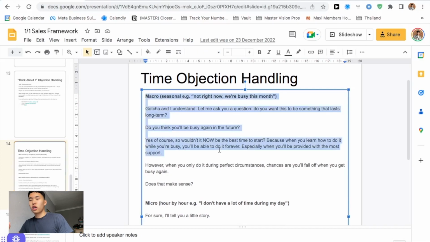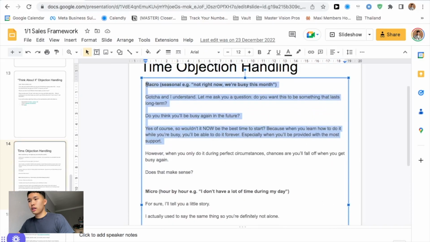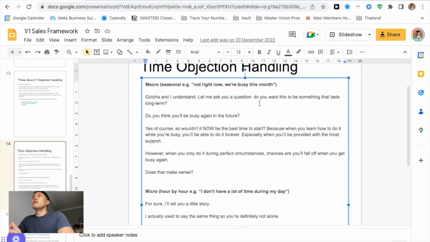You're going to get a couple of different versions of this. You're going to get something called macro. So things like "not right now, we're busy this month." It's a seasonal type of time. Let's say there's a student on the other side, they're studying and they've got finals very, very soon, and then they might throw this at you.